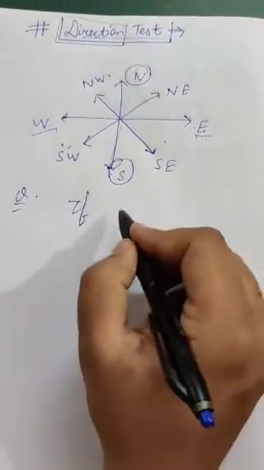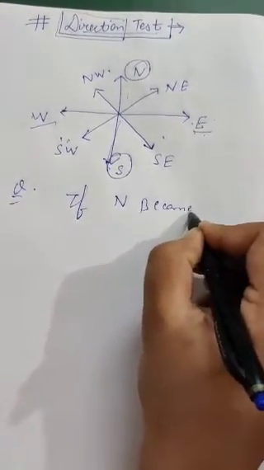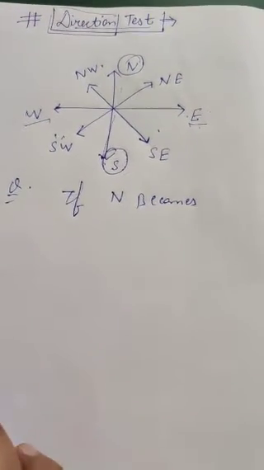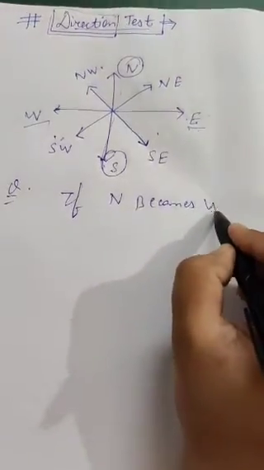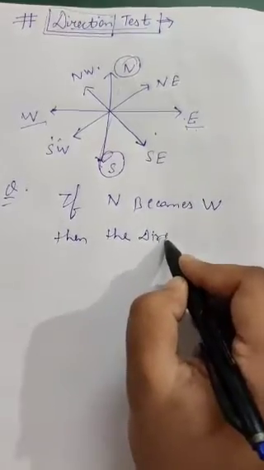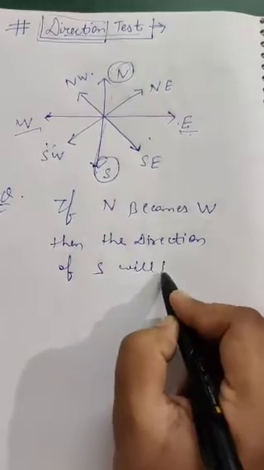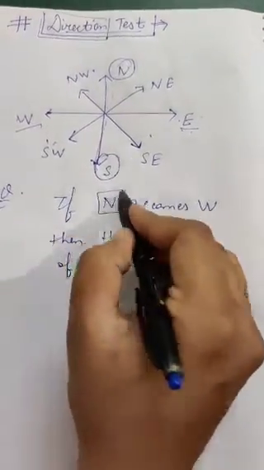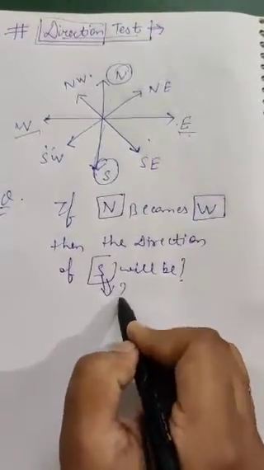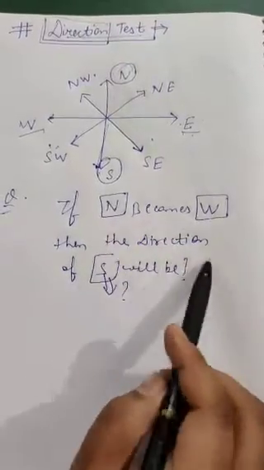See the question: if north becomes west, then the direction of south will be? When north becomes west, then the direction of south will be what?